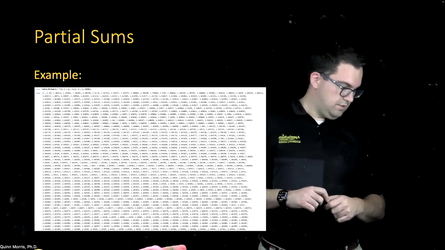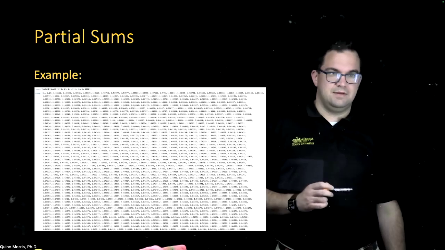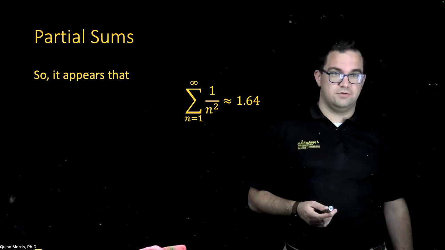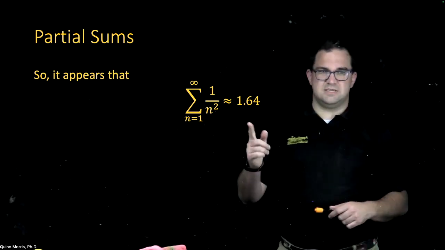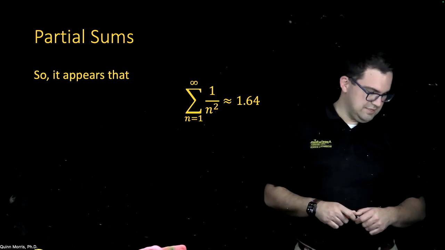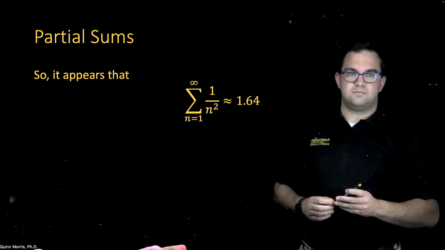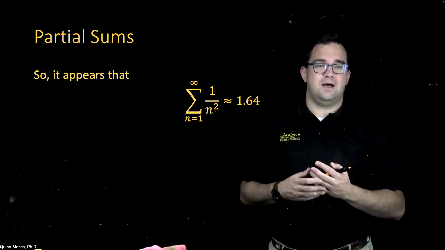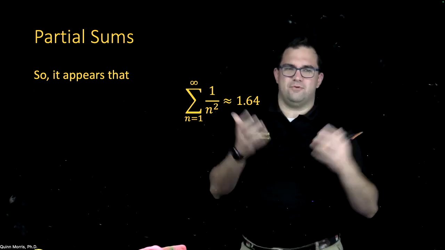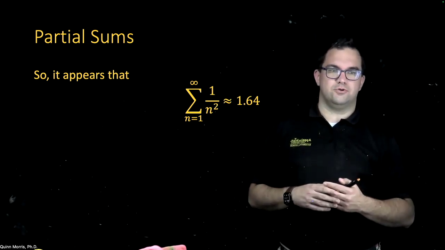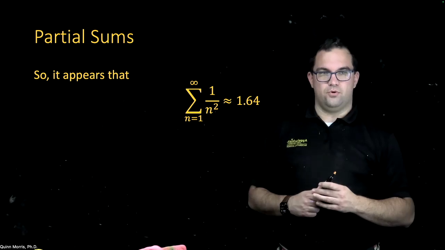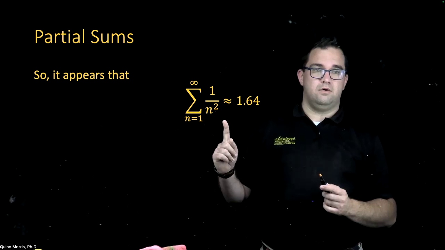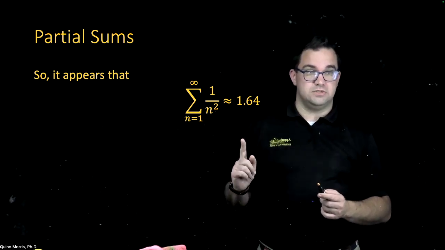Okay. But still, this is only evidence of the first several thousand terms. It appears that this is going to something like 1.64. But again, this is like no proof of anything, right? This is just evidence that when we added up the first however many thousand terms, I got about 1.64. Now, it turns out we're going to learn ways to prove that this converges.